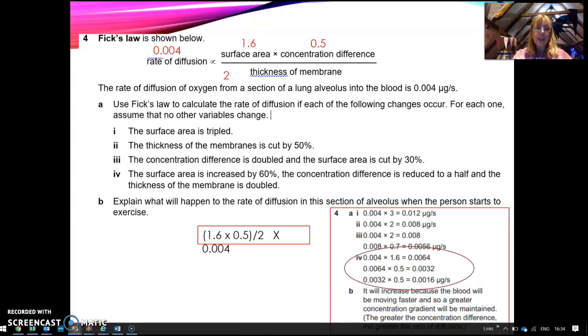And finally, the last question. Explain what will happen to the rate of diffusion in this section of alveoli when the person starts to exercise. So your answer should have something about it will increase because the blood will be moving faster, and so a greater concentration will be maintained. So the concentration difference is there.